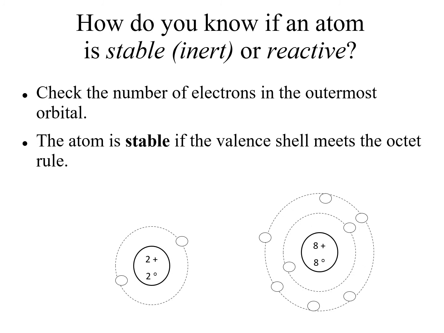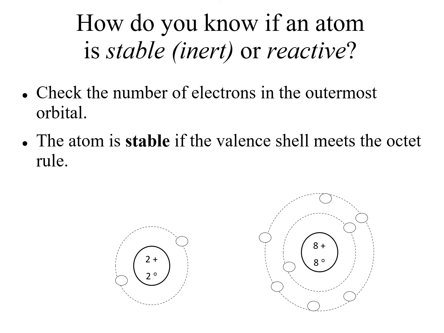So just to review, the way you know if an atom is stable, which is considered to be inert or not reactive, or reactive, then what you're looking for is the valence shell. If you have only the innermost orbital and you have 2 electrons, then that means that we have satisfied and met the duet rule. Stability has been achieved. If you have a second orbital, third orbital, or so on, then you're looking to see if that atom meets the octet rule. Now, how many electrons should we find in the valence shell if we're looking to satisfy the octet rule? We're looking for 8 electrons.